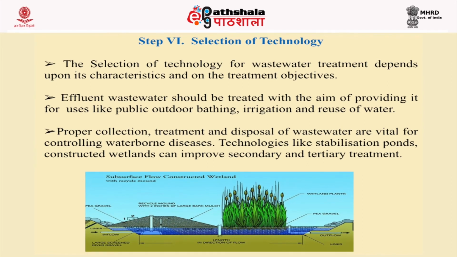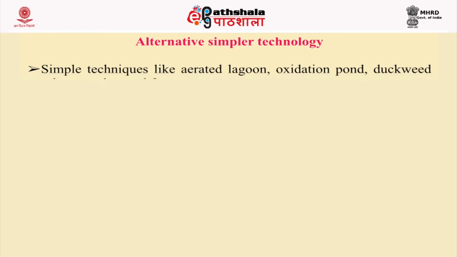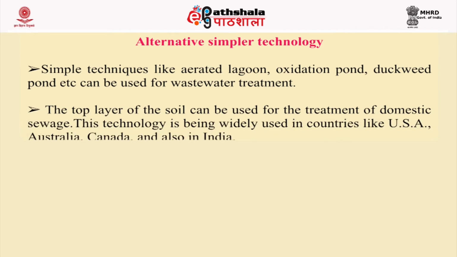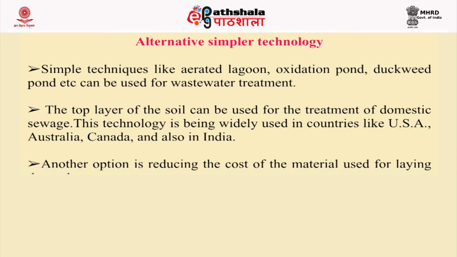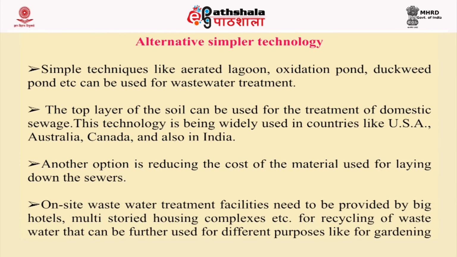It consists of an inlet for intake of wastewater flowing through a bed consisting of plants and an outlet for discharging of treated water. Next is alternative simpler technology. Simpler techniques like aerated lagoon, oxidation pond, duckweed ponds can be used for wastewater treatment. The top layer of the soil can be used for the treatment of domestic sewage. This technology is being widely used in countries like USA, Australia, Canada and also in India.